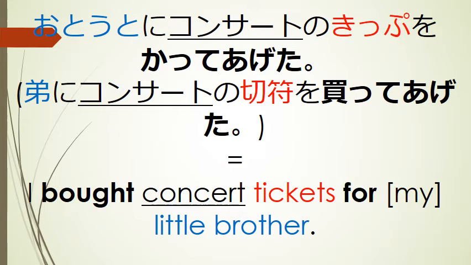Now, if I were to say, Ototo ni konsato no kippu o katte ageta, that would mean I bought concert tickets for my little brother. Once again, we're combining the te form of kau, to buy, with ageru, to get katte ageta, bought for someone else.